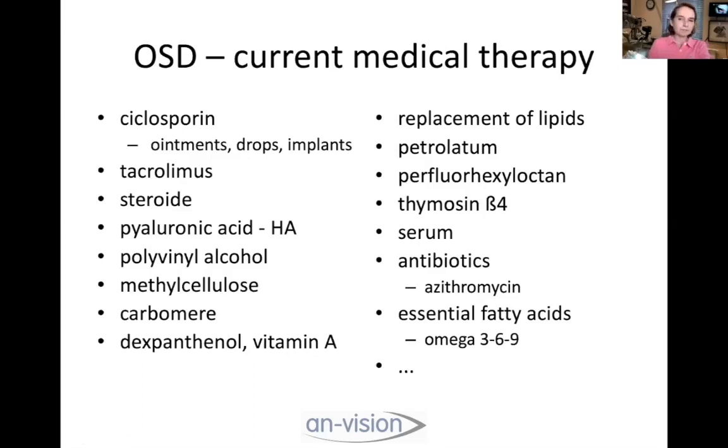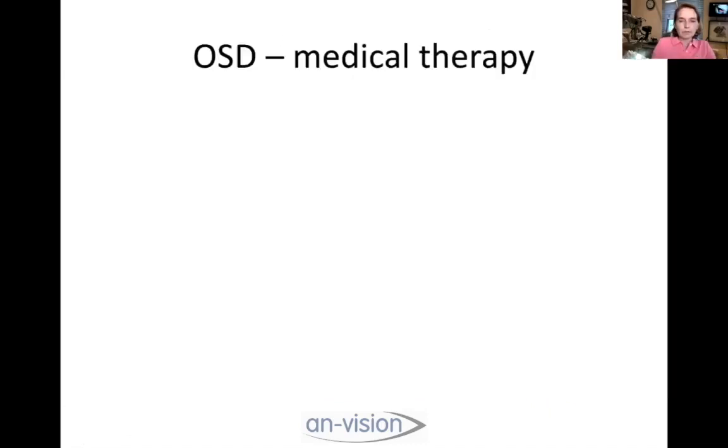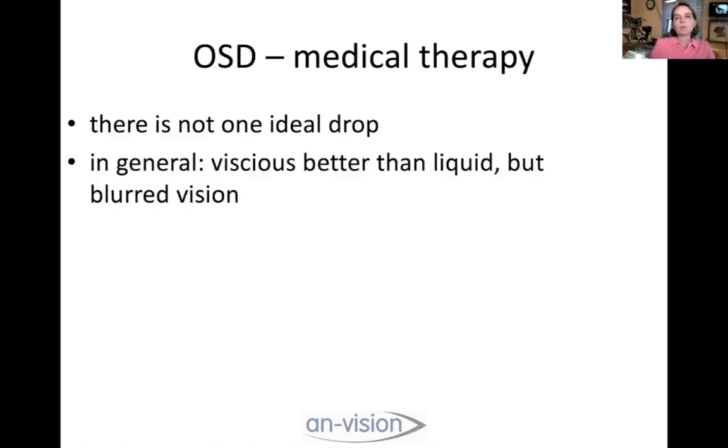You can use serum, autologous serum. You may use antibiotics in some blepharitis cases. Azithromycin has been used for meibomian gland disease. And again, the essential fatty acids orally. That's a cyclosporin implant just prior to implantation. And in general, there's not the one ideal drop, you know that. There's so many, just by the lacrimal mimetic drops, there's a myriad of products that you can buy on the market. So there's not one thing that you use on all different patients.